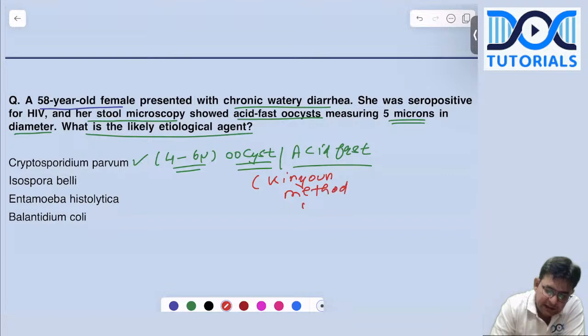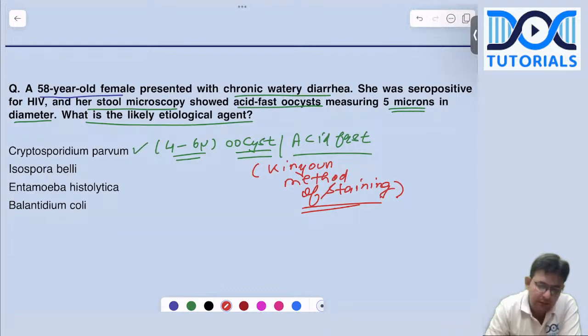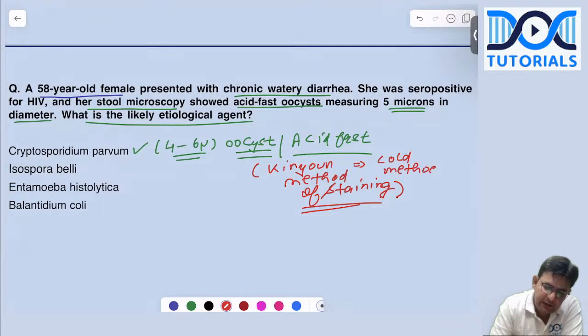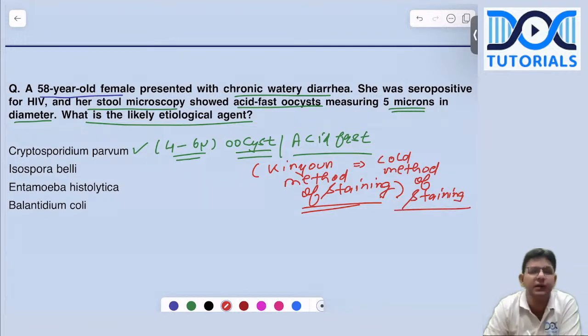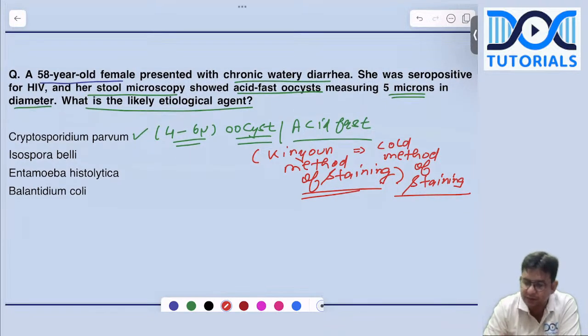Which particular staining is done here, guys? Kinyoun's method of staining. And what is Kinyoun's method of staining? It is the cold method of staining. Okay, in this you do not heat. Intermittent heating is not done. The concentration of carbol fuchsin is increased. And as it is written 5 micron, it lies between 4 to 6. The answer is Cryptosporidium parvum.